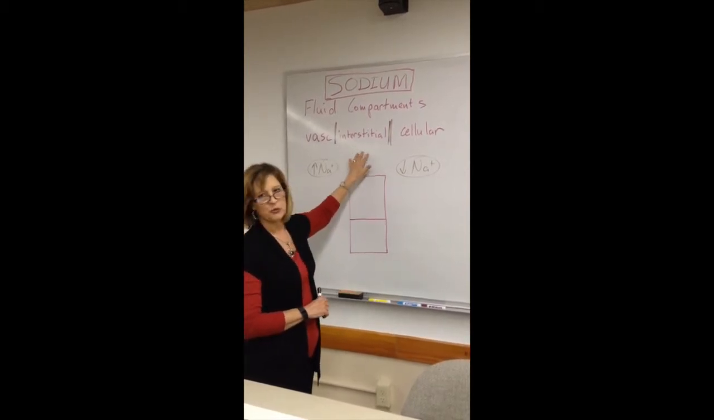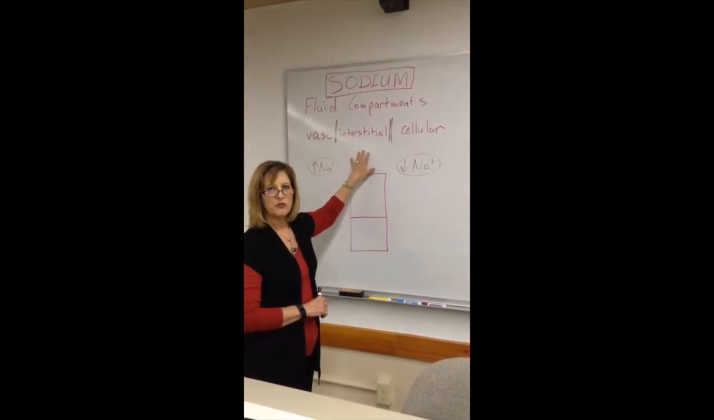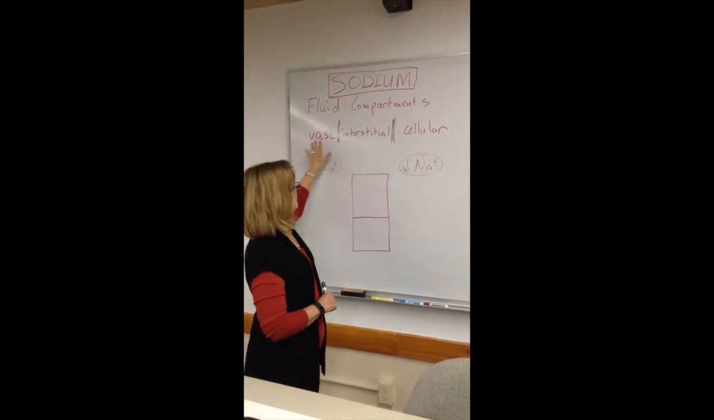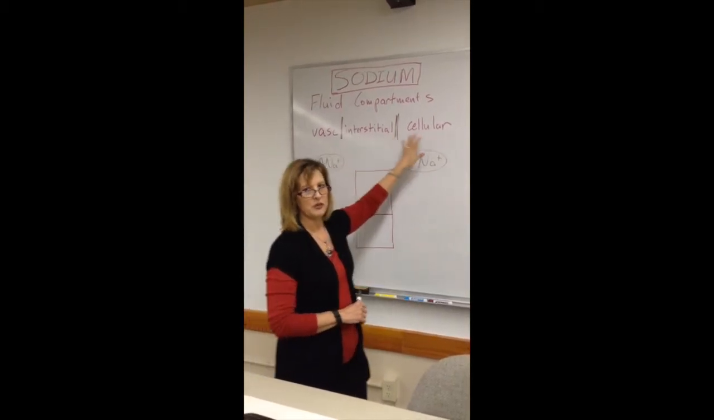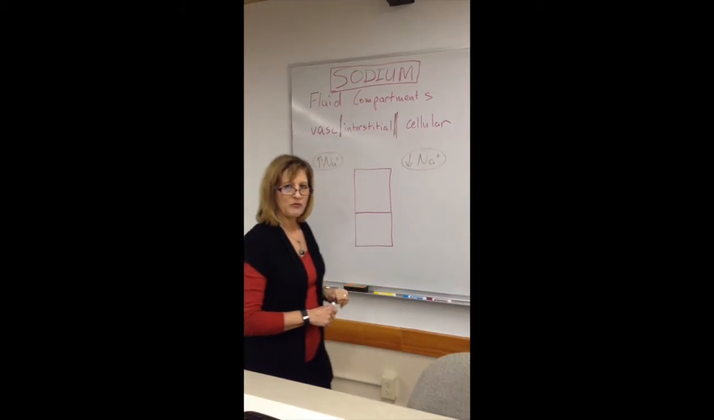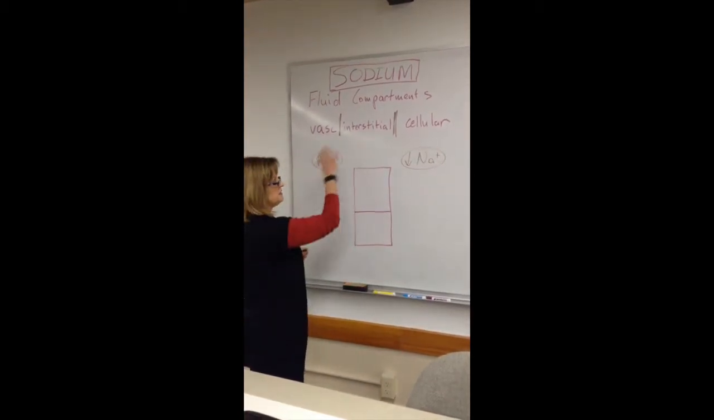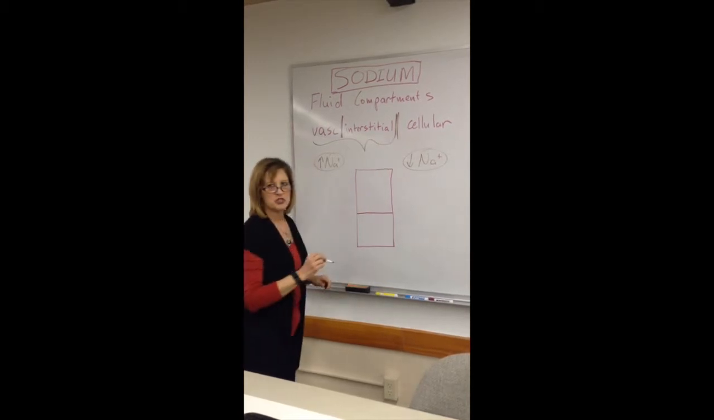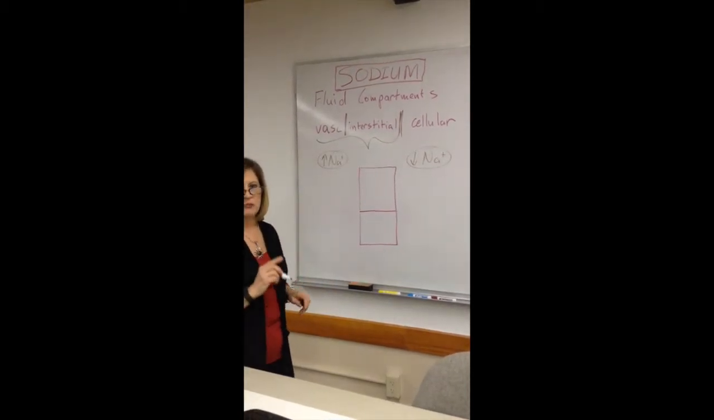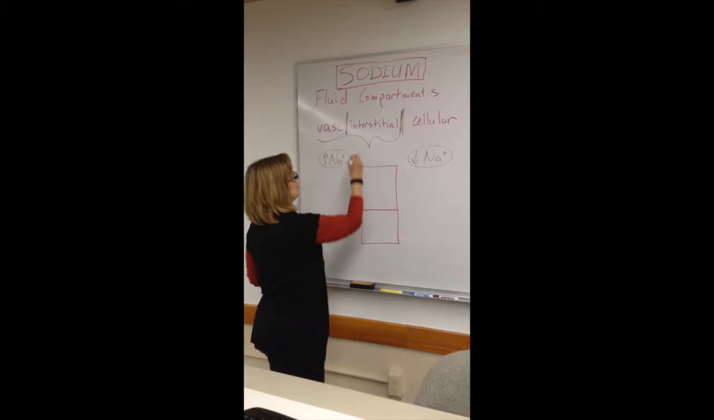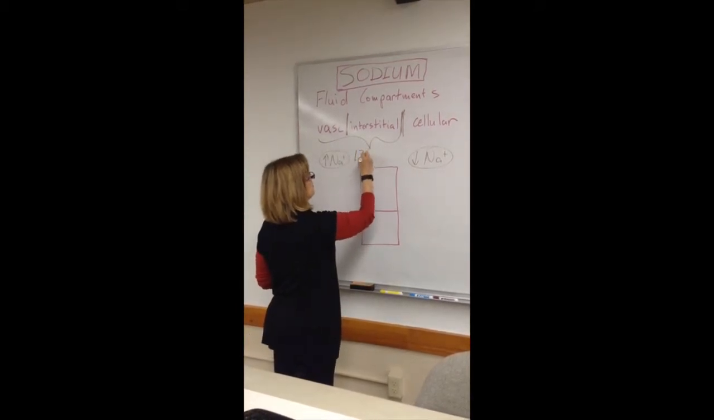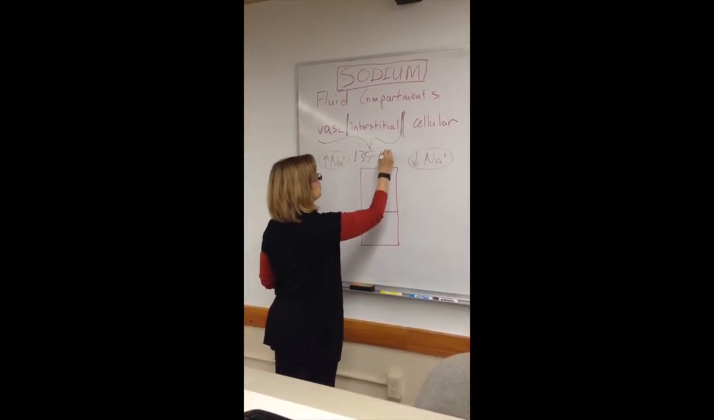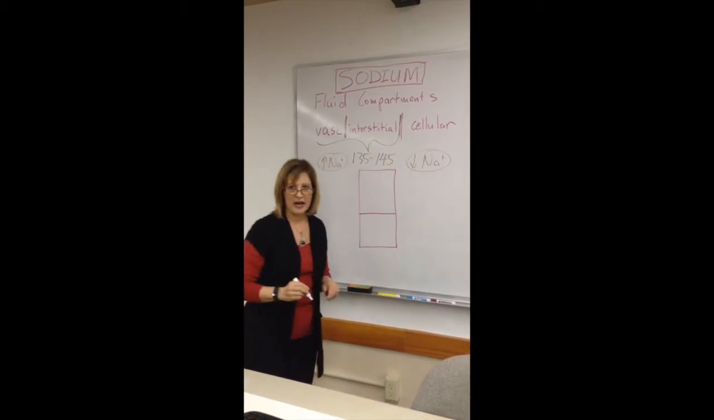We have to think about our fluid compartments. The three fluid compartments in our body are vascular, interstitial, and cellular. The vascular and interstitial compartments are where we find the majority of sodium in our patient's body. And the serum levels that we get in our labs show that it should be from 135 to 145.